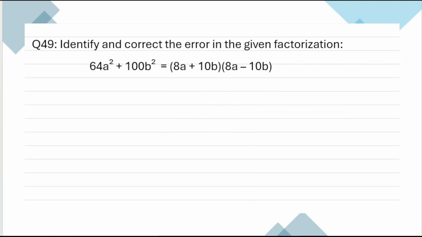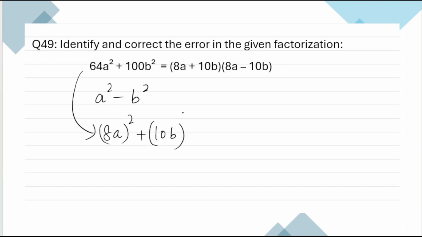Identify and correct the error in this given factorization. 64a square plus 100b square is 8a plus 10b, 8a minus 10b. Alright, so the student saw the question and he thought that this is something like this, because there is a square and b square, and 64a square can be written as 8a whole square, and 100b square can be written as 10b whole square. But what is the mistake?